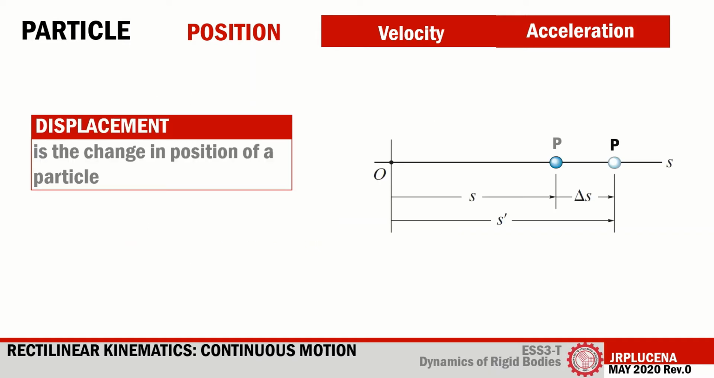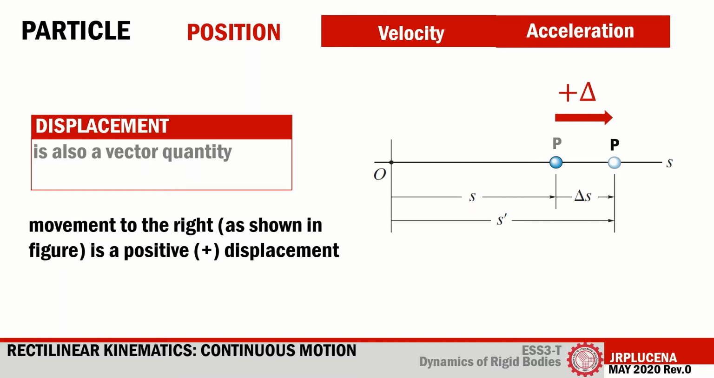And displacement is the change in position of a particle. So we have here in the figure particle P, it moved to the right. So we have delta S as the change in position of particle P. So that is the displacement. And delta S is equal to the final position of the particle, that is S prime, minus the initial position of the particle, that is S. Since particle P moved to the right, delta S is equal to S prime minus S.